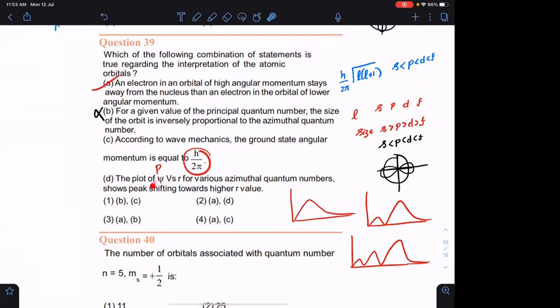So this particular statement is wrong. D is a wrong statement. It is not psi versus R. It is psi square into 4 pi R square versus R, or it is probability versus R. Is this clear?